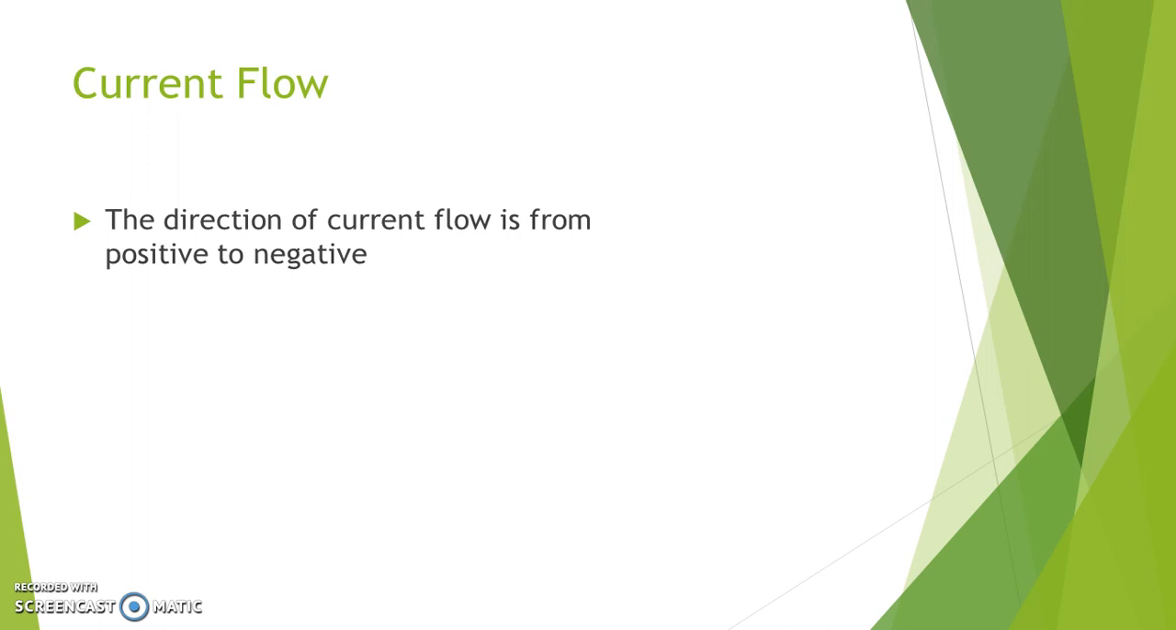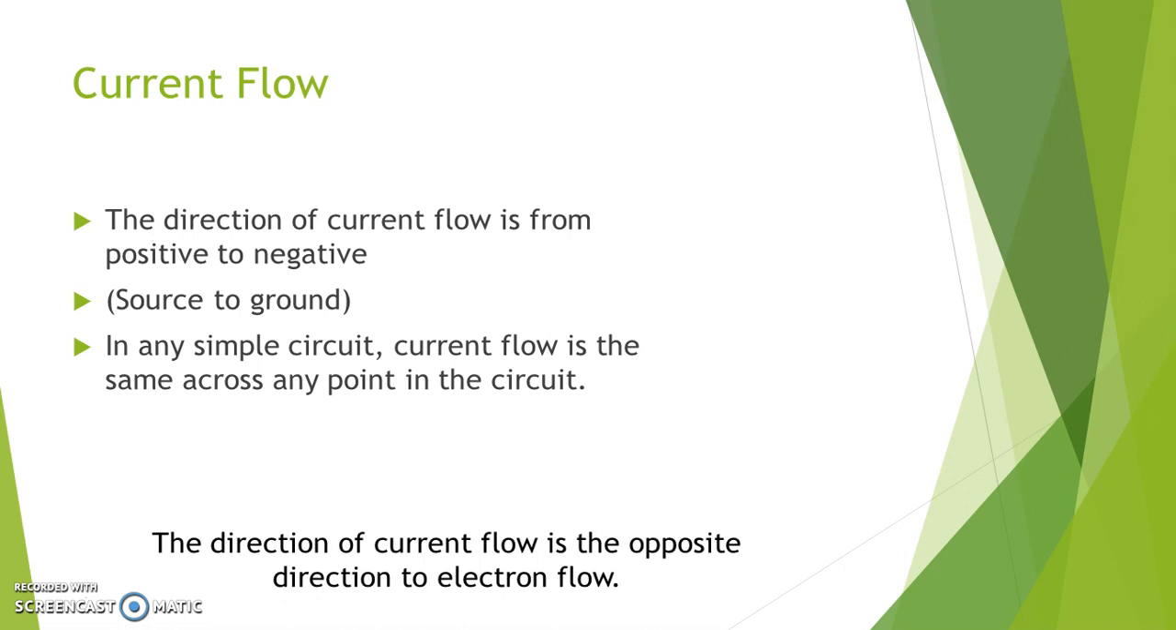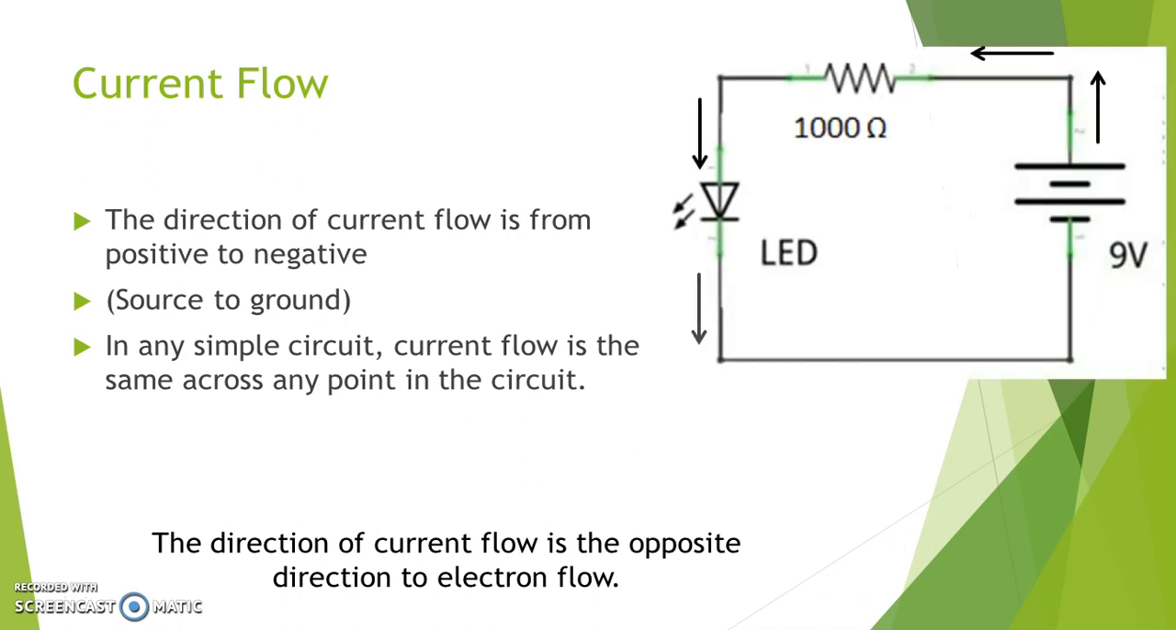Okay, current flow, we've talked about this a little bit already. It goes from positive to negative or from source to ground. We'll talk a bit about this in a few seconds, but in any simple circuit, current flows the same across any point. When I say simple circuit, a series circuit. The direction of current flow is the opposite direction for electron flow. And it might be inconvenient, but that's just life. Current goes from positive to negative. Electrons go the opposite direction.